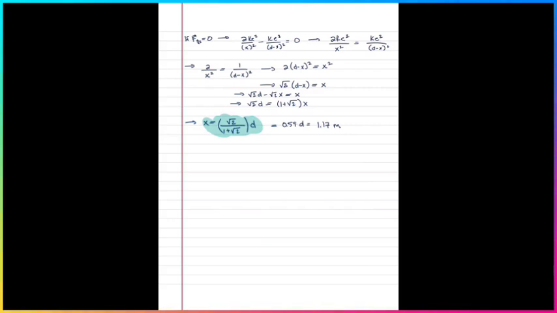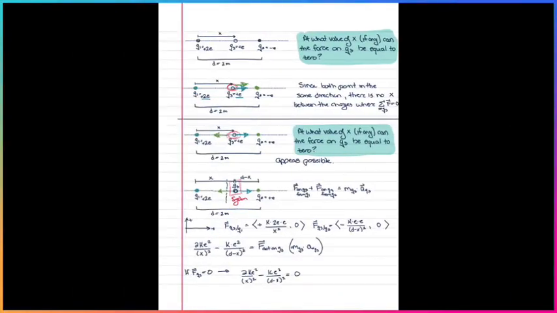Now, what about my hypothesis? Indeed, it does look like it was a little bit past halfway. In this case, it was 59% of the way to the second charge, or a little bit past halfway, at 1.17 meters. So it seems like we're onto something.